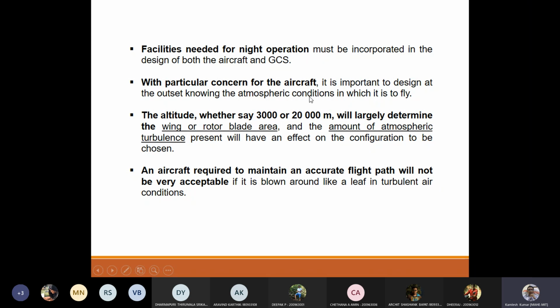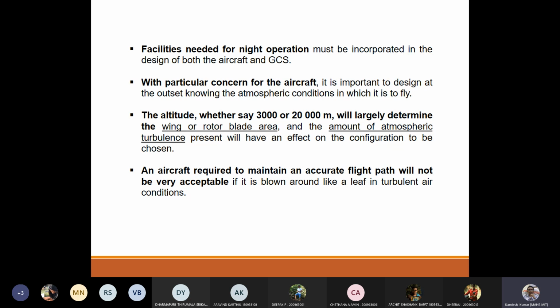Then atmospheric conditions: we already told what conditions are required, and you should design for them. And altitude, correct? Sometimes you're flying at low altitude, sometimes high altitude. Sometimes you have seen passenger aircraft side turbulence, correct? Turbulence also comes into the picture. So of course for any aircraft flying from low altitude to high altitude, the environment conditions are going to change, and how does that affect it, correct?